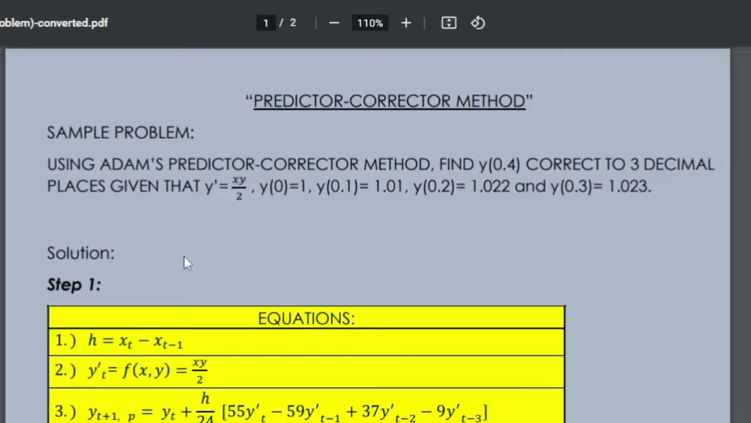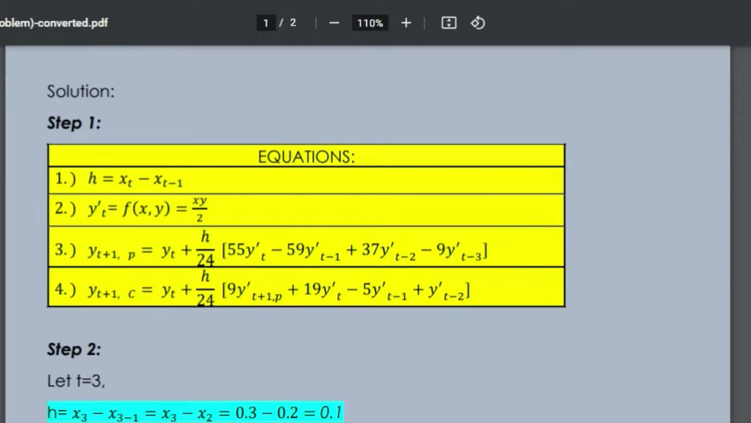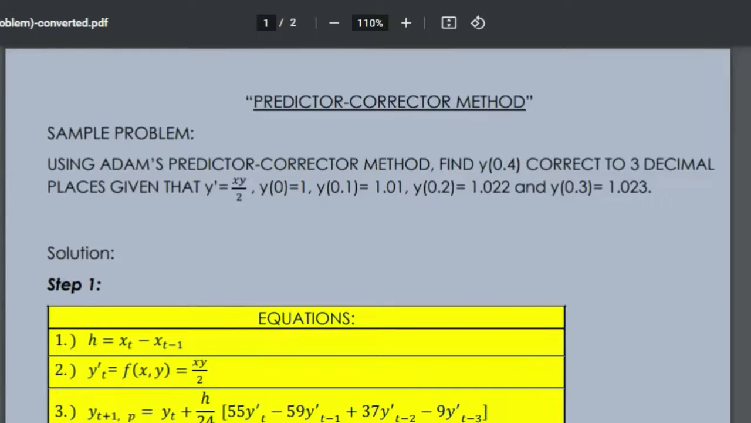So I have a step-by-step solution, guys, to solve this problem. Step 1: with all four equations, we get the answer, which is y of 0.4, what we are looking for here.